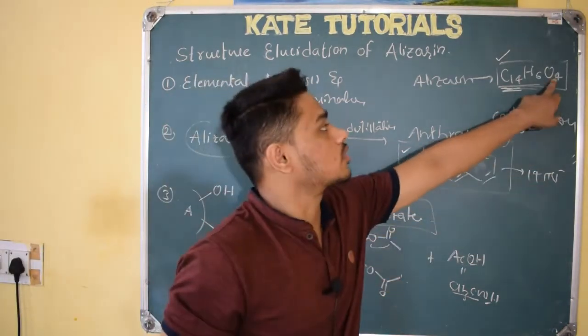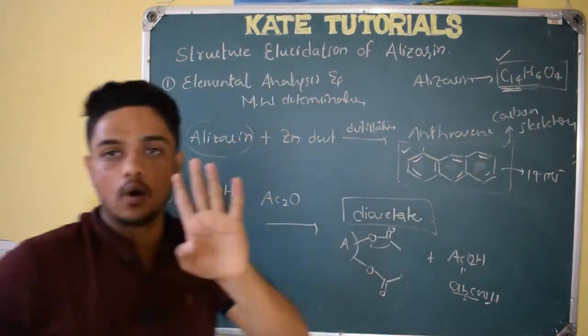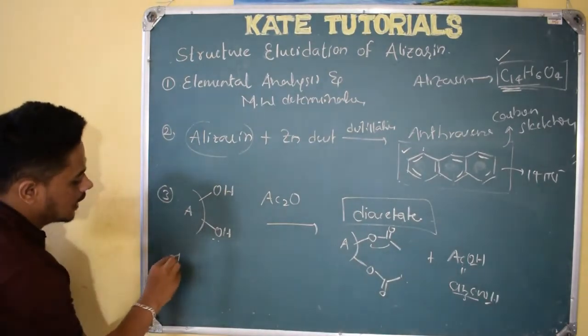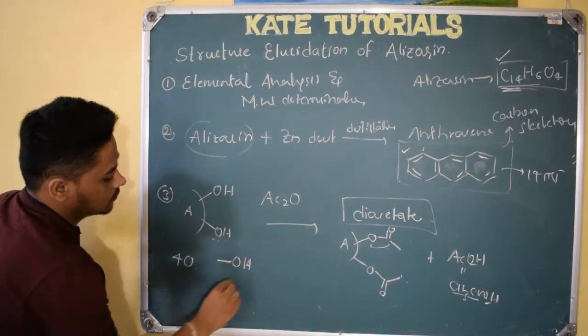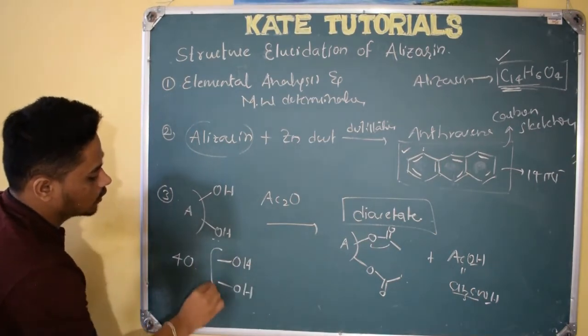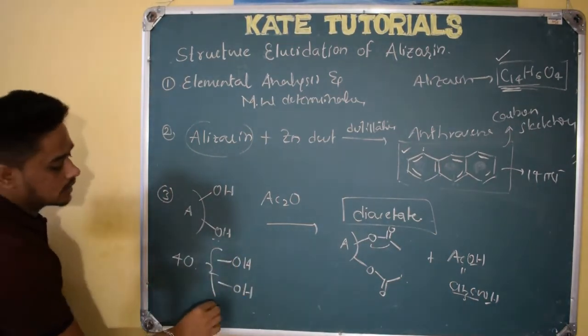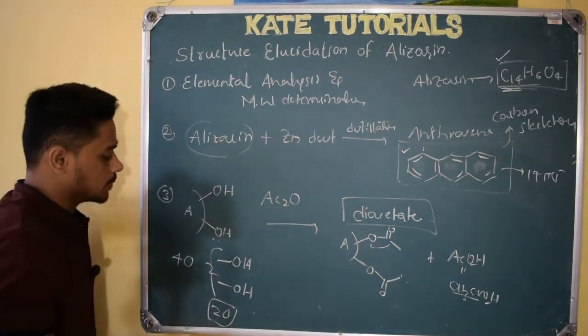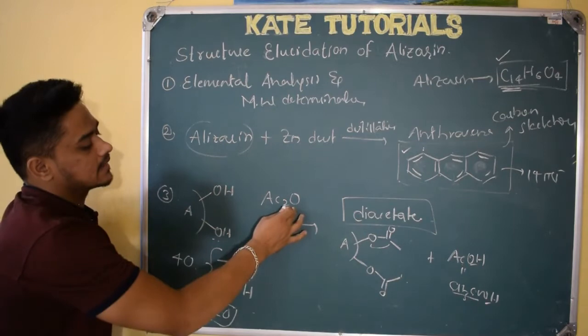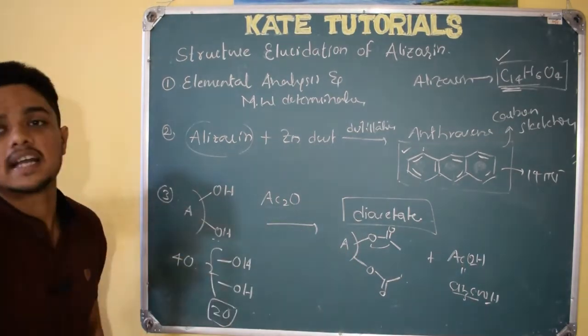Totally I have 4 oxygen. See here, from the molecular formula I have 4 oxygen, but 2 of the oxygen are like OH. So total 2 are like OH, and the other 2 oxygen are left. I did not account for these 2 oxygen, right? This thing you remember. These 2 OH, when I did acetylation, gave me this diacetate, right?